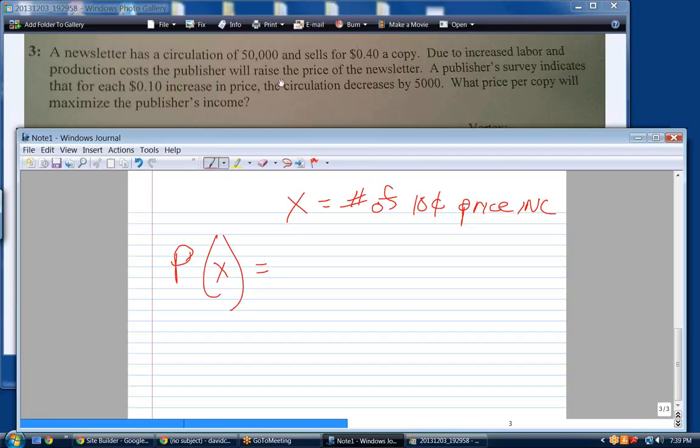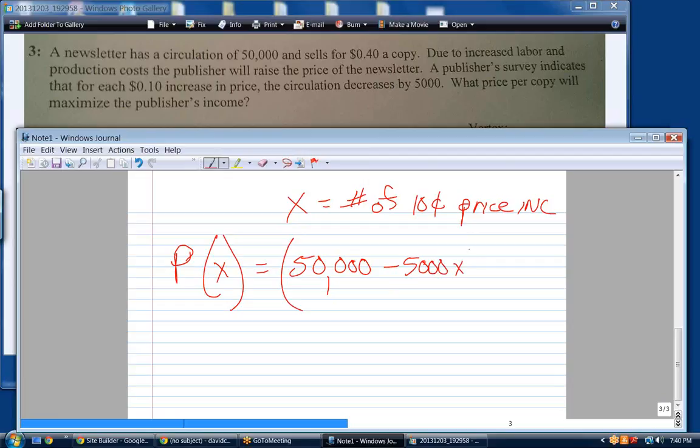We could sell it for 50,000 times 40 cents a copy, but we've decided we're going to raise it, but for every X, we're going to lose 5,000 circulation. So our total income is going to be 50,000 minus 5,000X.